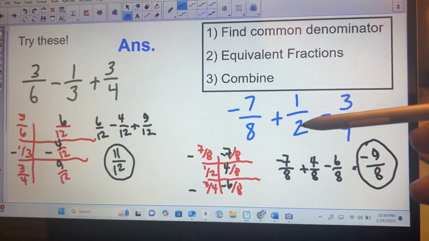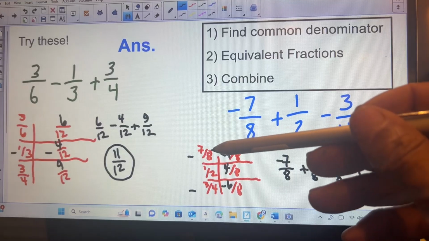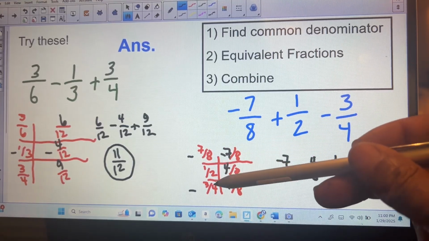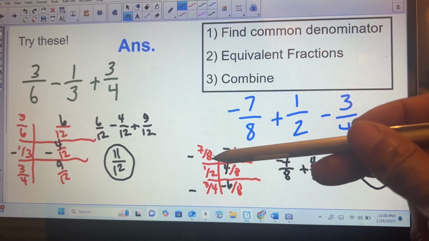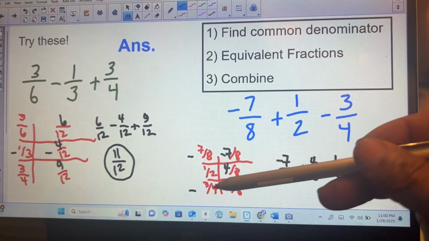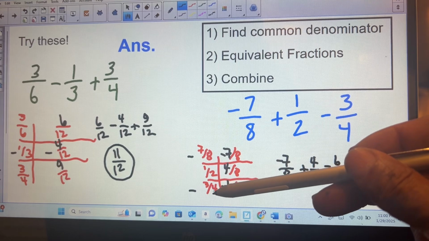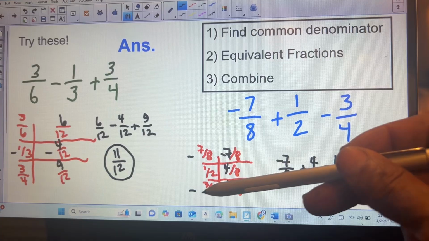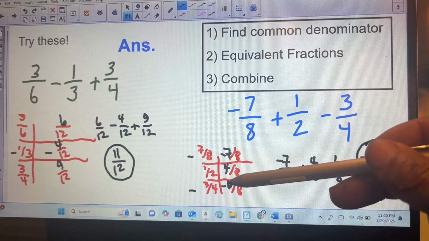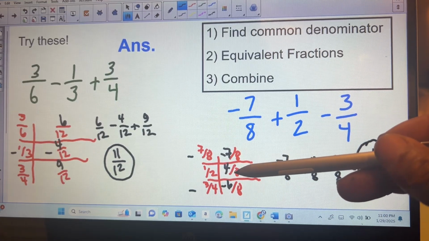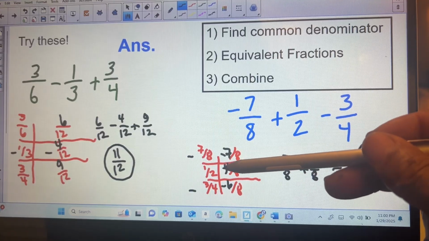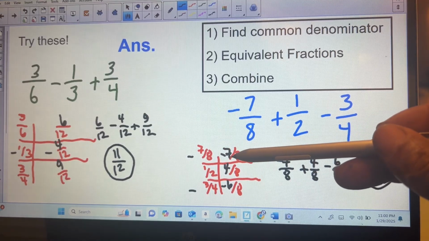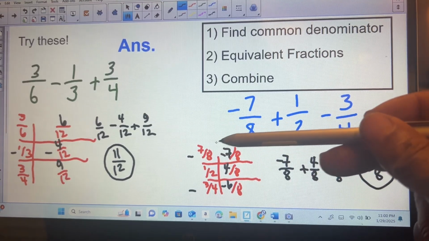Negative 7/8 plus 1/2 minus 3/4. Again, finding the same common denominator for each fraction. 8, 2, and 4 have a common denominator, or the first multiple that they share, of 8. So for negative 3/4, 4 times 2 is 8, and negative 3 times 2 is negative 6. 2 times 4 is 8. 1 times 4 is 4. The first fraction stays negative 7/8, since 8 times 1 is 8 and 7 times 1 is 7.